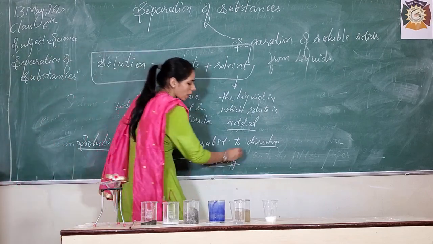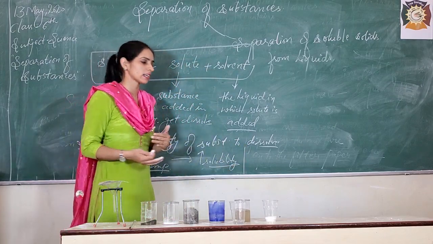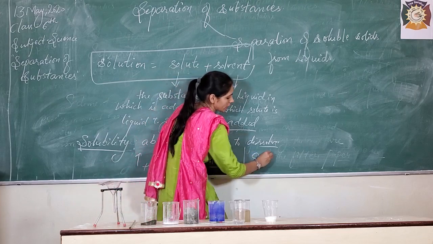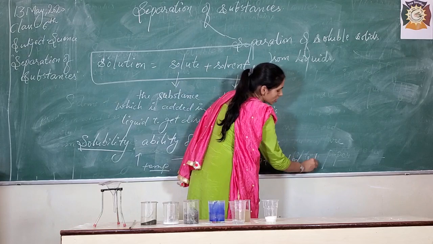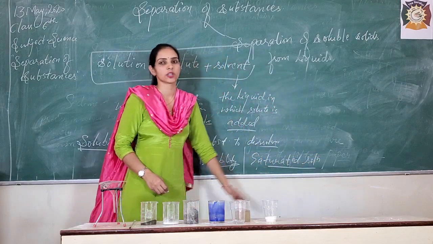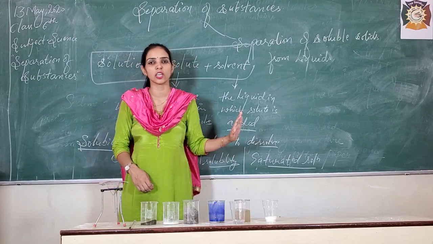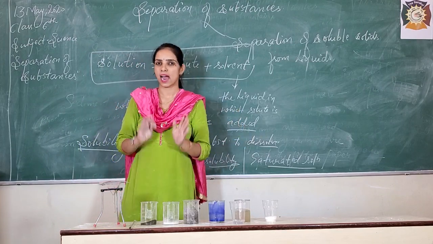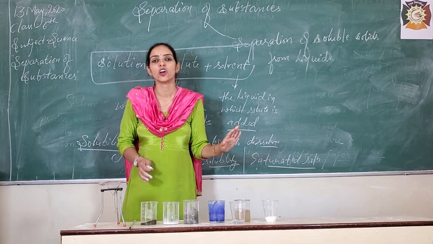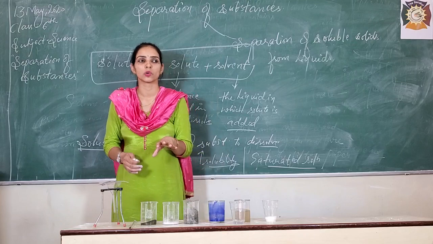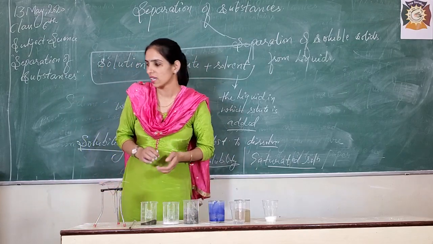But beyond some limit, what comes? Saturated point, and we call it a saturated solution. So what is a saturated solution? A solution in which no more solute can be added. The limit has crossed. We cannot add more sugar, more solute, into the water or some liquid, right?